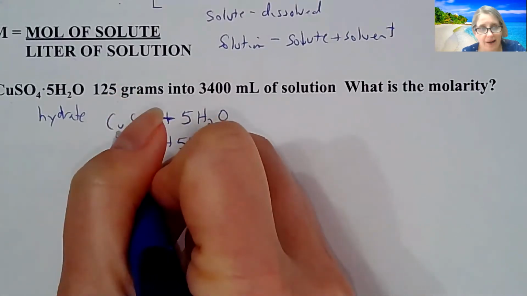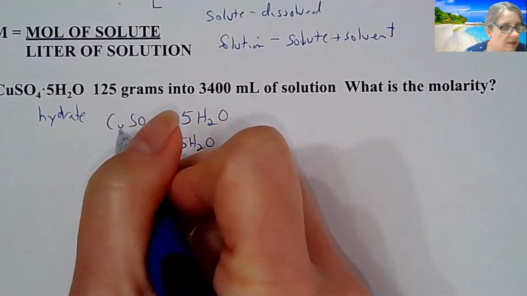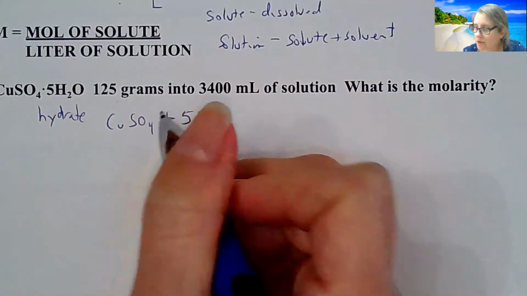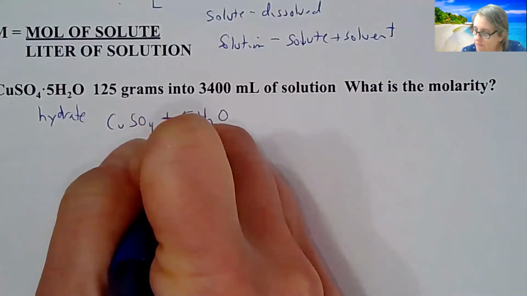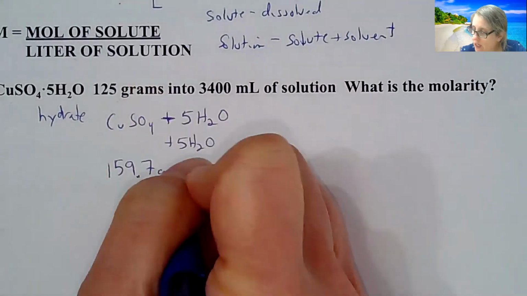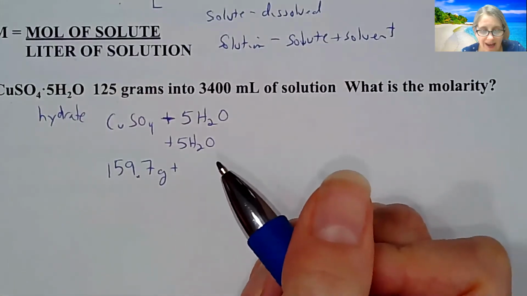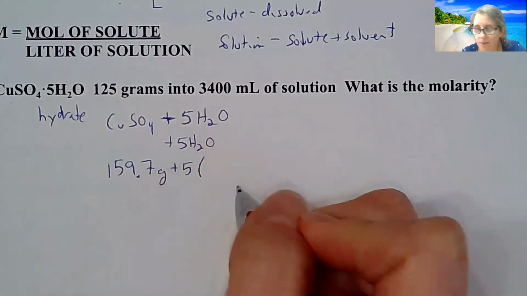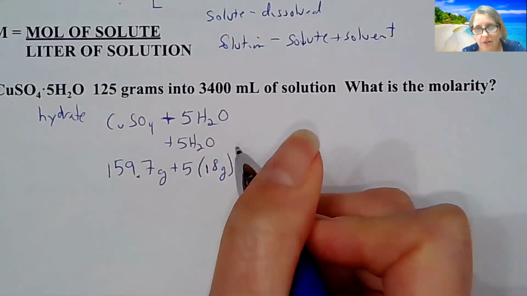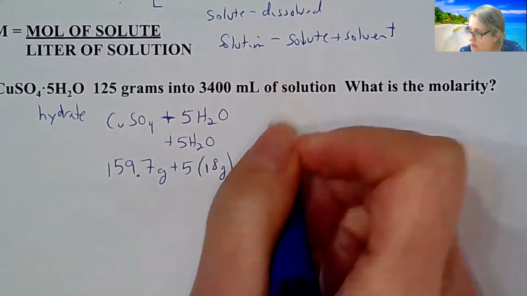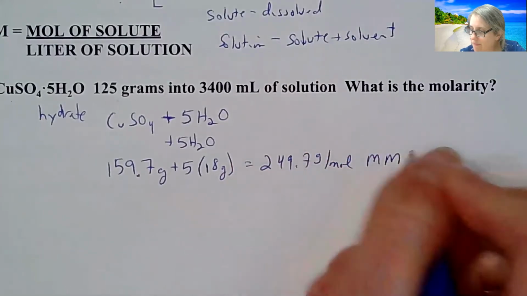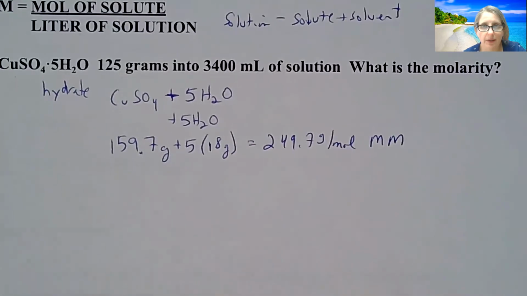So if you look up copper, I believe it's 63.5, sulfur is 32.1, and you've got 4 oxygens, which is 4 times 16. You end up with like 159.7 grams for the molar mass of just the copper sulfate. If it is a hydrate and has water attached, you're going to have to add this to the molar mass. So I have 5 water molecules, and as we've seen with previous calculations, the molar mass of oxygen is 16 plus 2 gives you 18. So this gives me an overall 249.7 grams per mole for the molar mass of this hydrate. Okay, it has water molecules attached.